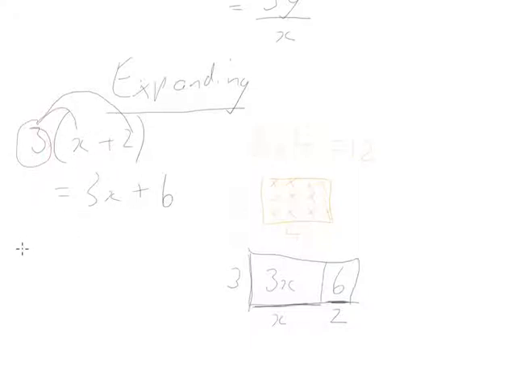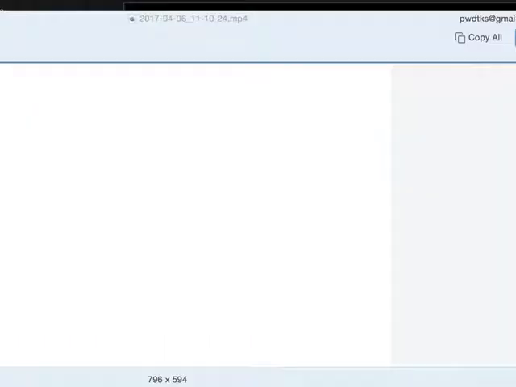I'll take another example, minus 4 outside of x plus 5. If I expand that, I'm doing minus 4, don't forget the minus sign, by x. It makes minus 4x. And then minus 4 by 5 is going to get me minus 20. So minus 4x minus 20 is my expansion of that there.